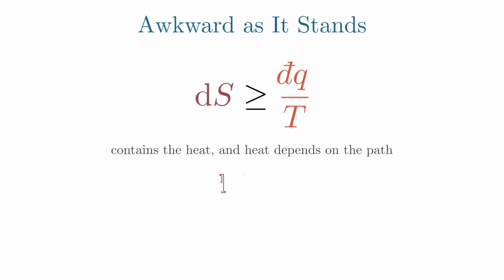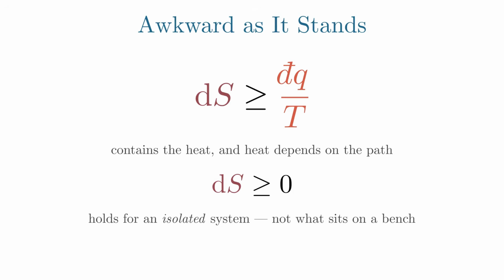The second law tells us which processes are spontaneous, but not in a form that is easy to use. The Clausius inequality contains the heat, and the heat depends on the path taken. And in its tidiest statement, the dS ≥ 0 applies to an isolated system, which is not what sits on a laboratory bench.